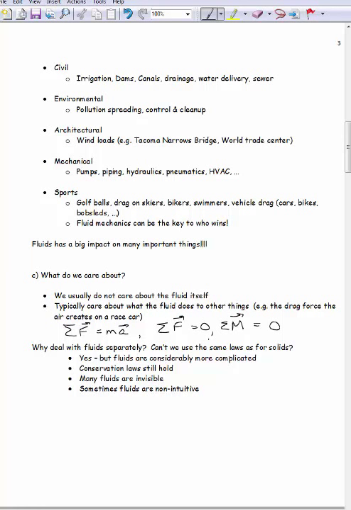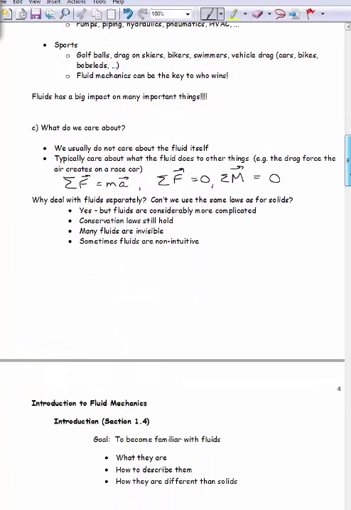Another thing that makes it a little more complicated is usually you can't see what's going on in a fluid. You can see a baseball flying through the air, but you can't really see the different velocities inside of a fluid, for instance. And also a lot of times what you're going to find is fluids don't behave the way you might think they will. Solids can be a lot more intuitive than fluids.